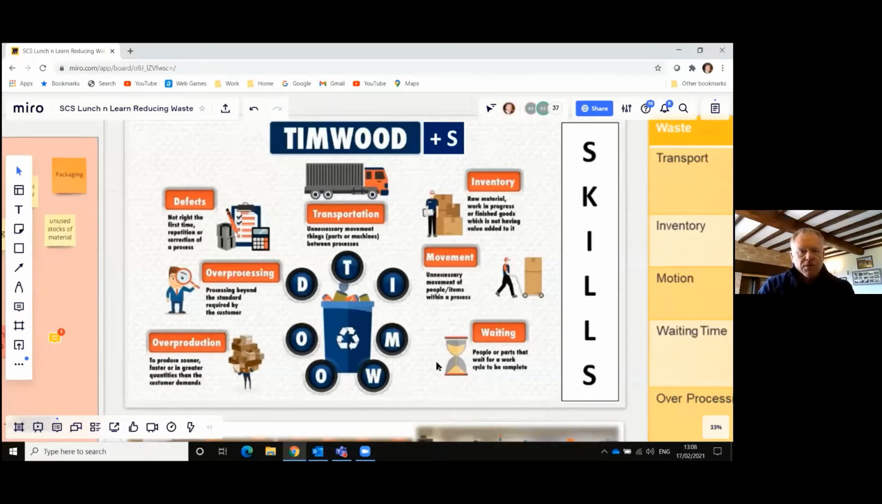So transportation, this could be using the wrong form of transport to bring materials or equipment into site. It could be transportation that comes to site empty to take waste away, or comes to site full and then leaves the site empty. We're missing an opportunity there to make best use of that transportation in bringing materials in and removal of waste at the same time.